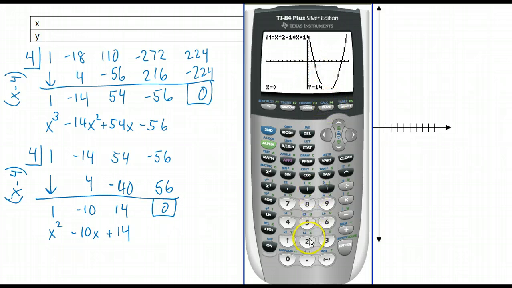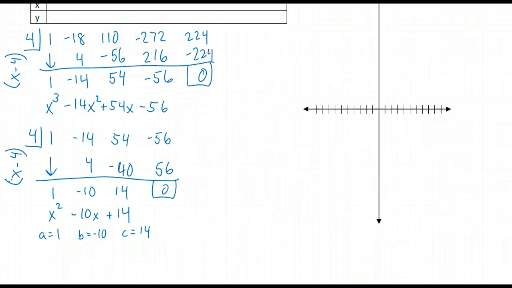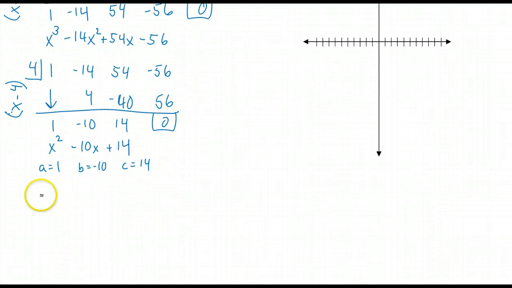Looks like it crosses at 2, but it's not exactly 2. It's close to 2, like 1.7, but it's not exactly 1.7. It looks like it should cross at 8, but it's not exactly 8. It looks like it's about 8.3. So how do I figure out those two last zeros? Well, I have a quadratic, and to find the zeros in a quadratic, I can always use the quadratic formula. So I factored from a quartic down to a cubic, from a cubic down to a quadratic. Once I hit a quadratic, I'm going to use the quadratic formula.